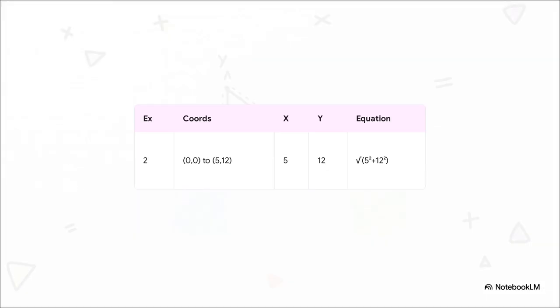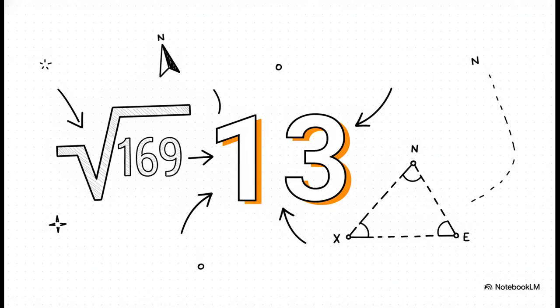Let's try a way bigger jump this time, from the origin 0, 0, all the way up to 5, 12. And the crucial takeaway here is that it absolutely does not matter how big the numbers get. Our 4-step map always leads to the right destination. Change in x is 5, change in y is 12. Square them, 5 squared is 25, 12 squared is 144. Add those together and you get 169. Take the square root of 169 and boom, it's 13. Honestly, excellent work. You are navigating these coordinates perfectly.